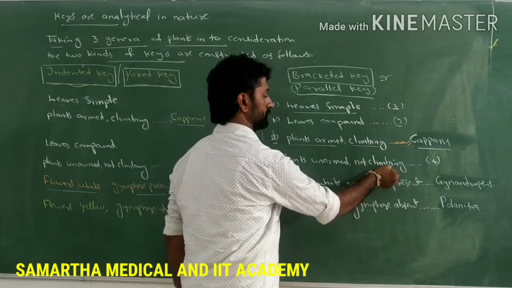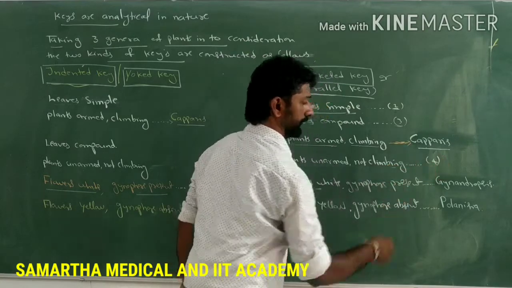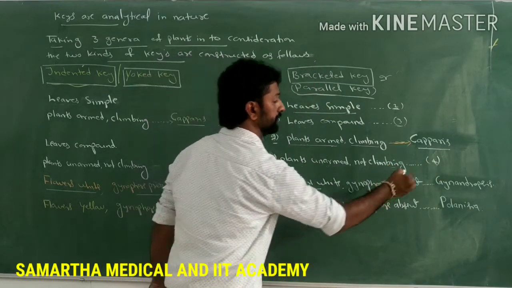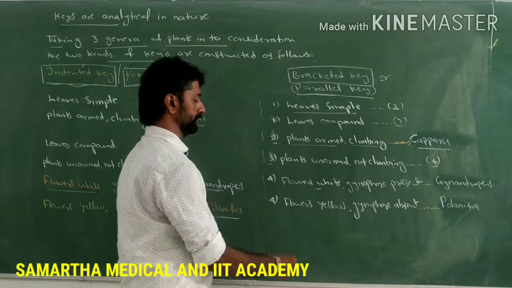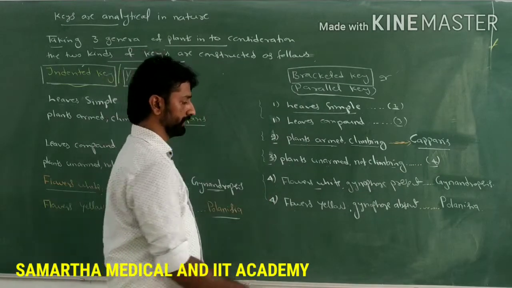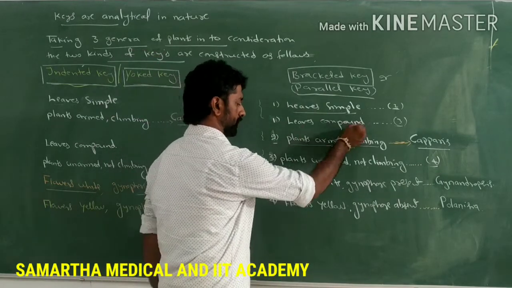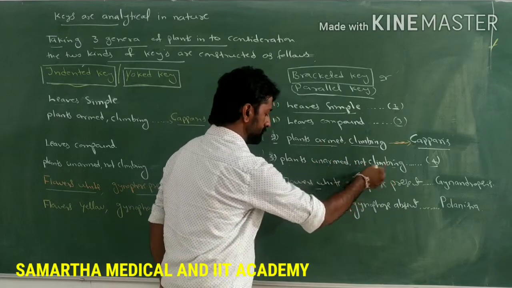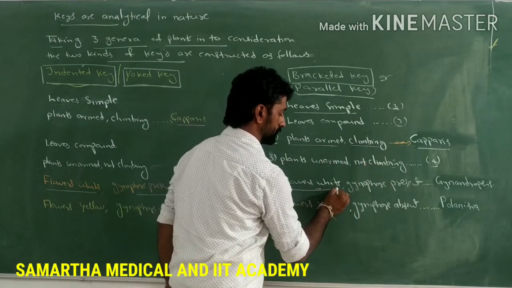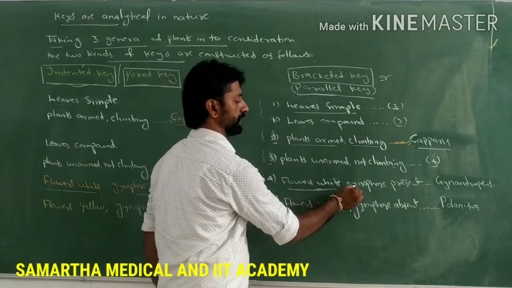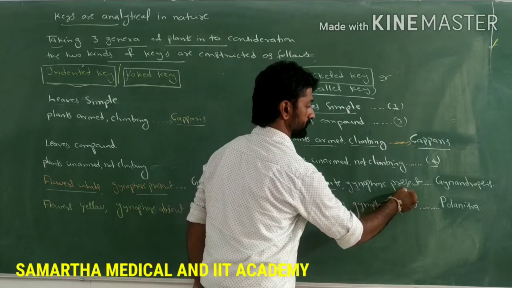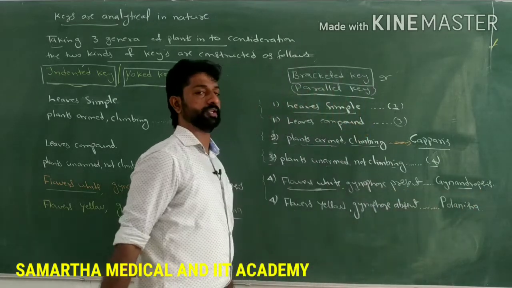So by this also we cannot jump to any conclusion regarding the genus. Then it directs us to the fourth one. What does that fourth option say here? If the leaves are compound, plants unarmed, not climbing, then what about the nature of the flower? If flowers are white and gynophore is present, then it belongs to a genus called Gynandropsis.